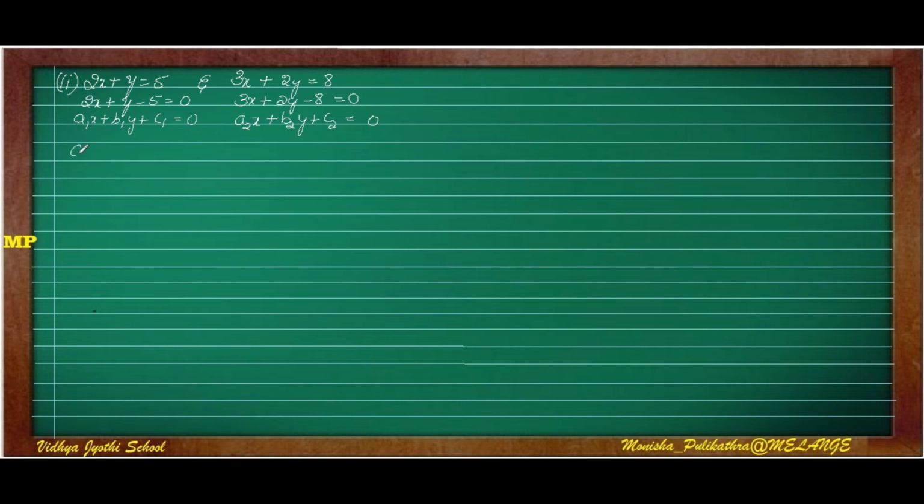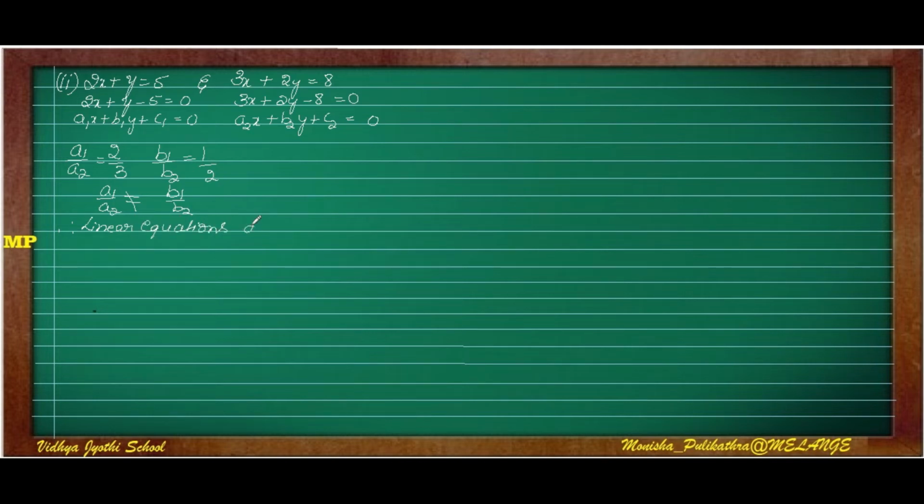So here first we have to do a1 by a2, which is equal to 2 by 3, since a1 is 2 and a2 is 3. b1 by b2 is 1 by 2, since b1 is 1 and b2 is 2. So here we can clearly see that if a1 by a2 is not equal to b1 by b2, then there is no need of dividing c1 and c2. Okay, so here a1 by a2 is not equal to b1 by b2. Therefore the linear equations are intersecting.